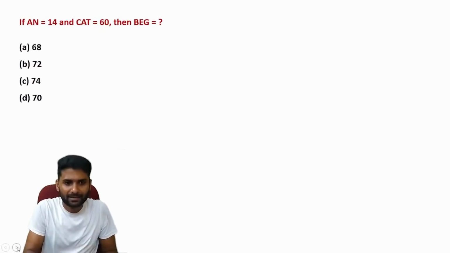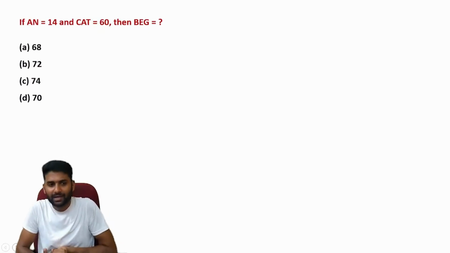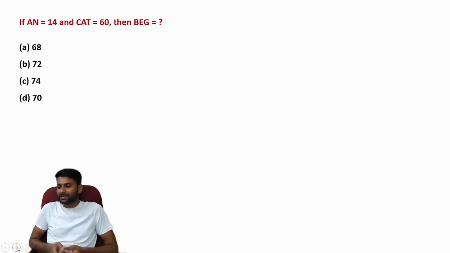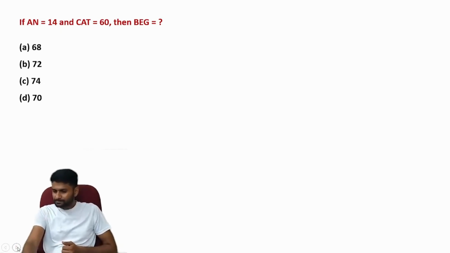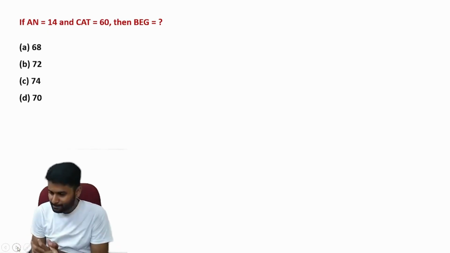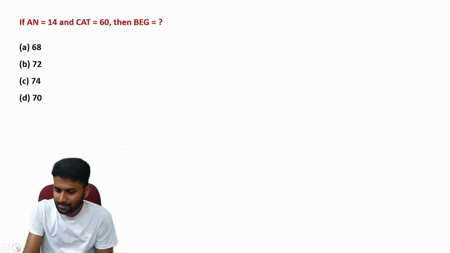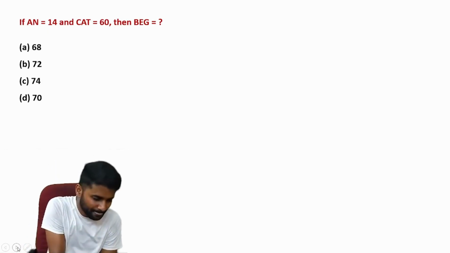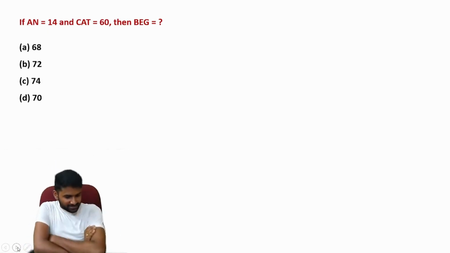Very good, Nana. Very good reason. Next, try this question. In a certain code language, Anne is 14, cat is 60. How is BEG coded? So post your logic in the comment section, guys.